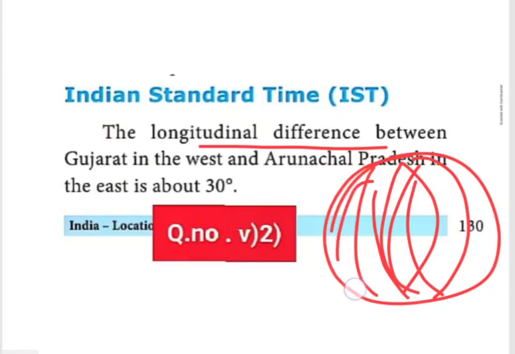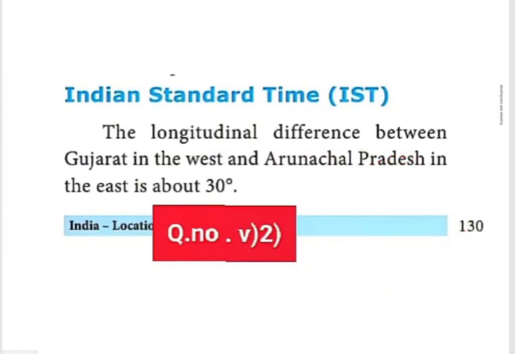Okay, so each line represents 4 minutes, not degree, 4 minutes. Okay, children, the longitudinal difference between Gujarat in the west and Arunachal Pradesh in the east is about 30 degrees. Yes, a 30 degree difference is there, like that it is given.